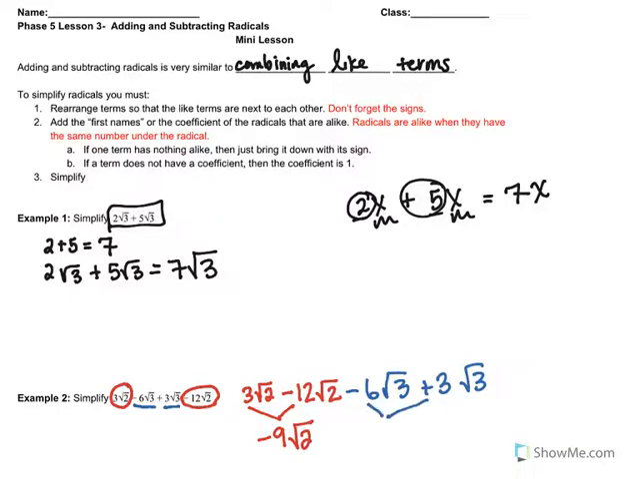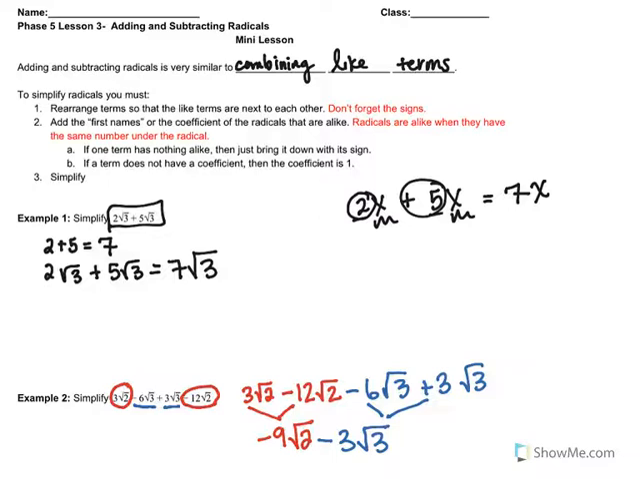So I have negative 6 plus 3, which gives me negative 3. So I bring down that negative 3. And again, I keep the last name, and that's my final answer. Because radical 2 and radical 3 are two different last names, I can't combine anything any further. You cannot combine things where the number under the radical is different. I can only combine things that have the same number under the square root or the radical.